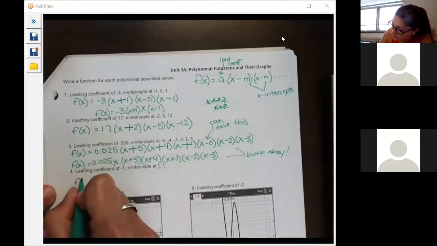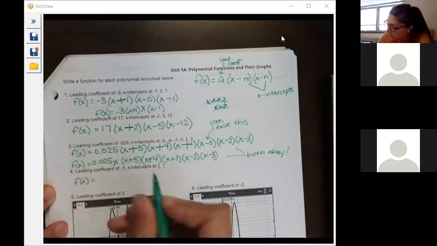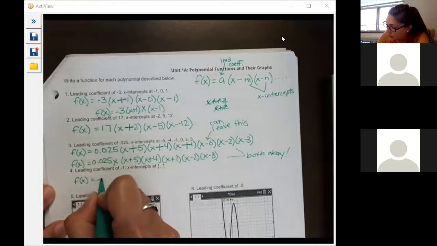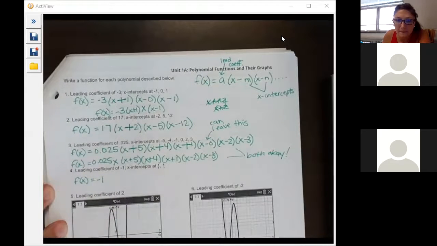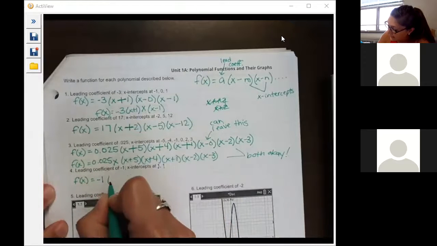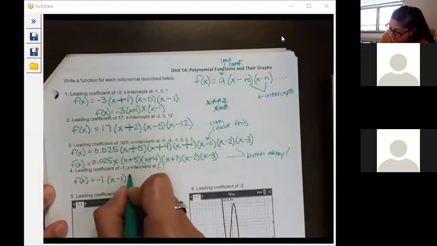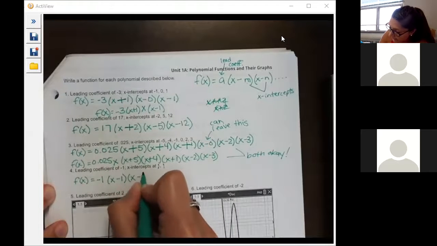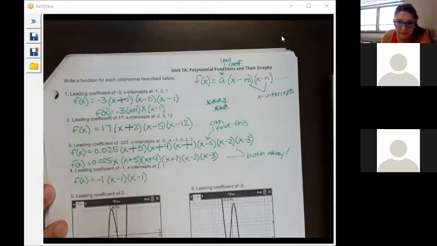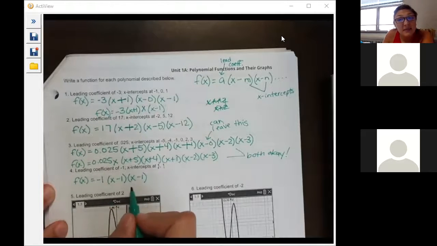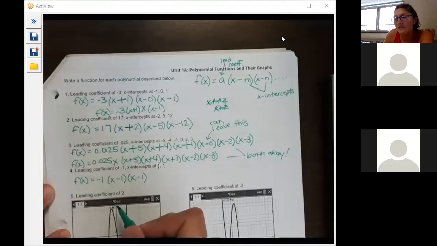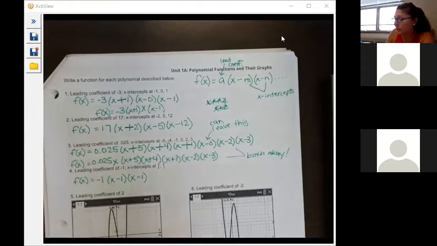So I'm going to start off the same way. F of x equals, our lead coefficient is -1, so I'm going to put that in front there. And then I would have x minus 1, and it's listed again, so I'm going to do another x minus 1. Now, this is fine. So if you gave me this, I don't have a problem with that. But I do want you to know that if I were giving you the function, what you would likely see is something a little bit different.